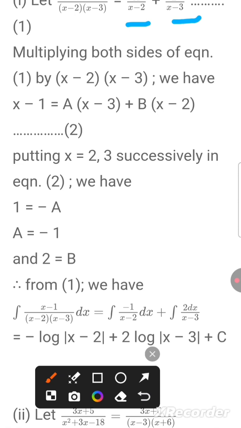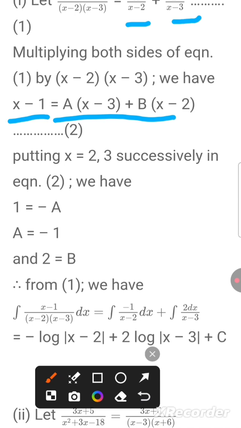If you take the LCM on the right hand side, it would be in the form of A into (x minus 3) plus B into (x minus 2). So both the denominators get cancelled. Therefore, the numerator x minus 1 can be written as A times (x minus 3) plus B times (x minus 2). Now this is not an equation. This is an identity, which will be satisfied for all values of x.